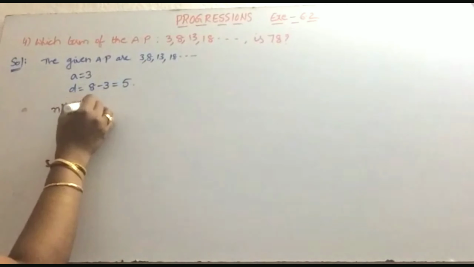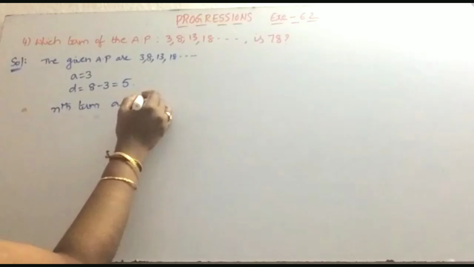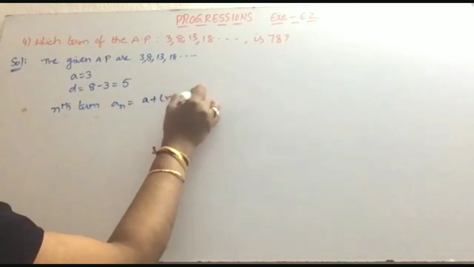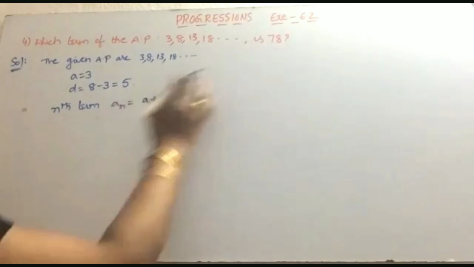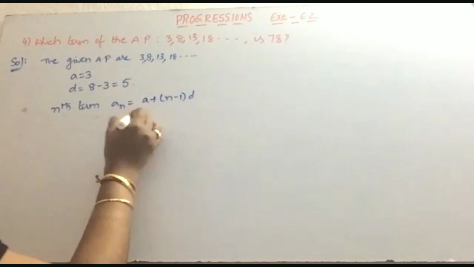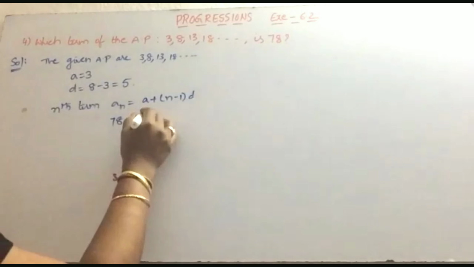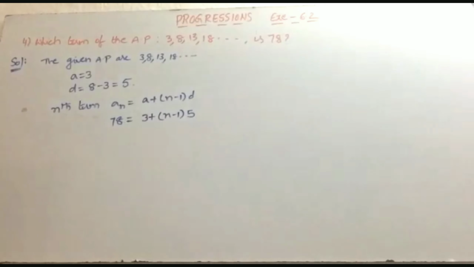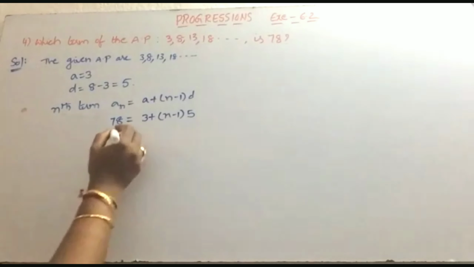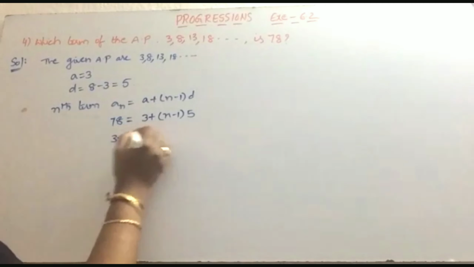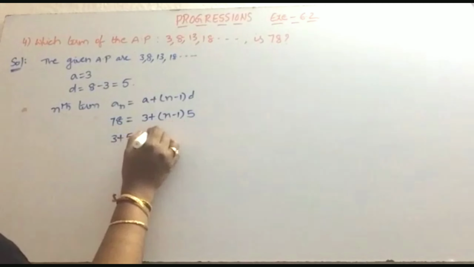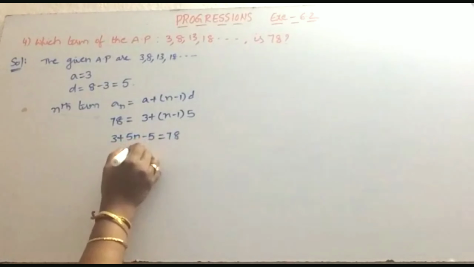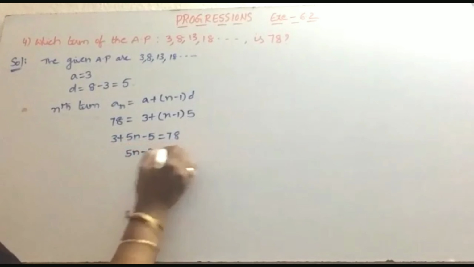So the nth term, an, is equal to a plus n minus 1 into d. So we will take an as 78. So 78 equals a, which is 3, plus n minus 1, we don't know n, and d is 5. Common difference is 5. So 3 plus 5n minus 5 is equal to 78. Then 3 minus 5 is minus 2. So 5n minus 2 is equal to 78.